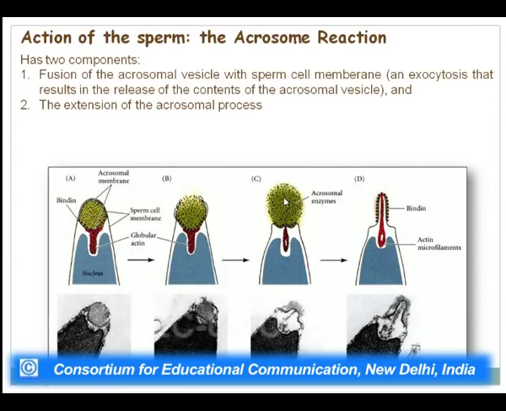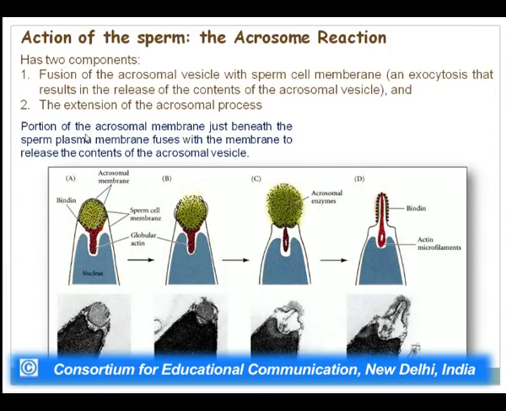When the enzymes are released, the portion of the acrosomal membrane just beneath the sperm plasma membrane fuses with the membrane to release the contents of the acrosomal vesicle. So, both these membranes fuse together, and as a result the contents of the acrosomal vesicle are released, causing the local degradation of the jelly layer.